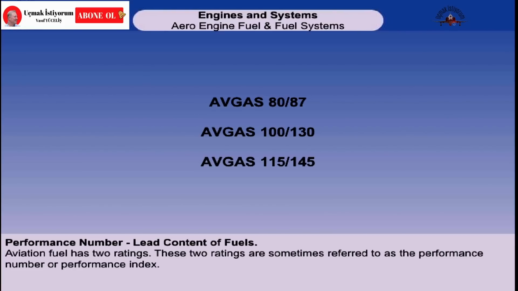It's important to know how the fuel will behave under these varying mixture strengths, and so aviation fuel has two ratings. This is sometimes referred to as the performance number or performance index. As an example, Avgas 100 is a 100-octane fuel with a performance number of 100/130. The lower figure is the weak mixture detonation point, and the higher figure the rich mixture detonation point.